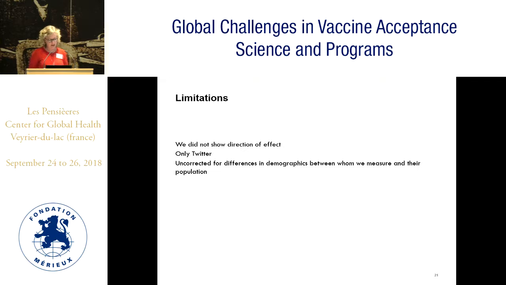First of all, the caveat is that, as I said, we're not showing the direction of effect. We're not showing that because there's all this negative or positive information out there on Twitter, people are or aren't vaccinating. That's far too simple, and we know that. We are showing a correlation, and a strong correlation, though. We only used Twitter because of the more ready availability of the information. And Facebook or other platforms, Instagram, WhatsApp would be equally, if not more, interesting to look at. And it was uncorrected for differences in demographics between whom we measure and their population. So this is aggregate data. It's not individualised.